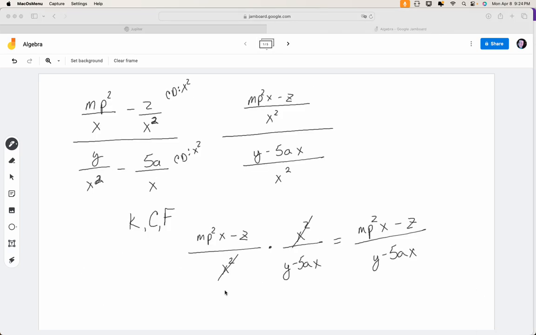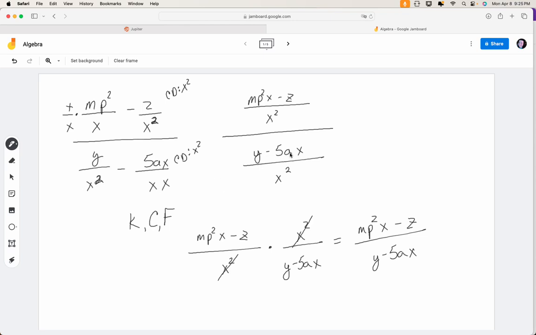All right, in this problem, we have got a fraction minus a fraction over a fraction minus a fraction. So we need to put these as one term. So we find a common denominator of x squared. So we multiply this fraction by x over x. And we get mp squared x minus z over x squared, because when we say x times x, we get a common denominator, right? Make that one fraction. Same thing for the bottom. Common denominator can be x squared. We have to multiply this one times x over x, so we get 5ax over x squared. So it means they have the same denominator.